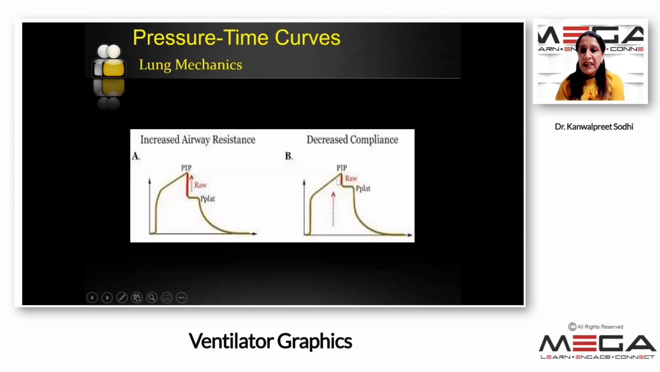What if the peak inspiratory pressure has risen, but the plateau pressure has also risen? This implies that the difference between the peak inspiratory pressure and the plateau pressure is almost the same. So a rise in plateau pressure implies that there's a decreased compliance of the lung. So we need to look at the compliance component.